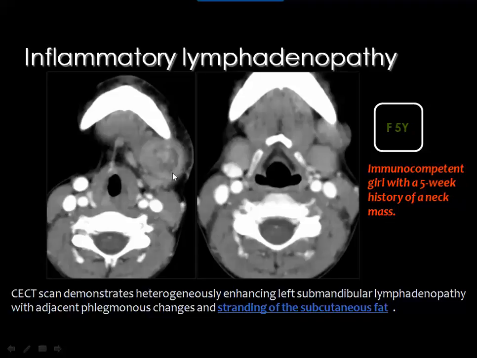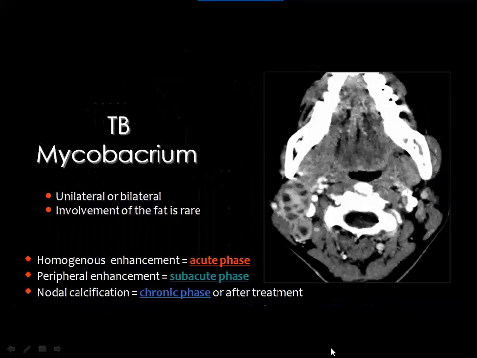But in this case of a child 5 years old, she had a mass which is related to the angle of the mandible anterior to the submandibular salivary gland, and the mass has a necrotic center. And what's very important here is to look at the stranding of the subcutaneous fat. And this, in my opinion, is considered one of the pathognomonic signs that you are dealing with an inflammatory lesion, especially whenever it is subcutaneous in location like the parotid gland and the submandibular salivary gland as well. This is an inflammatory node, and you can confirm this by the clinical data, which will show some signs of inflammation at this particular swelling.